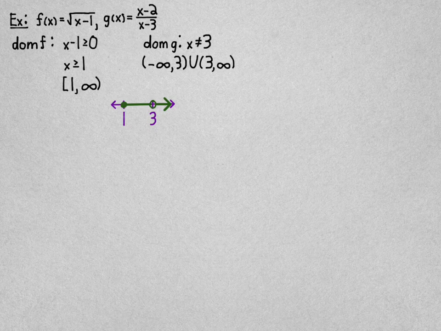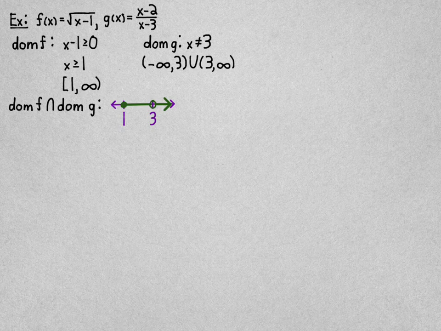So here I've graphed the results. If you put these two together, you have to have x is not 3, but x is also greater than or equal to 1. And so you get a right arrow with the endpoint at 1, a solid dot at 1, with a hollow dot at 3, because you have to skip 3. So this gives us two intervals. And this is the intersection of the domain of f and the domain of g.